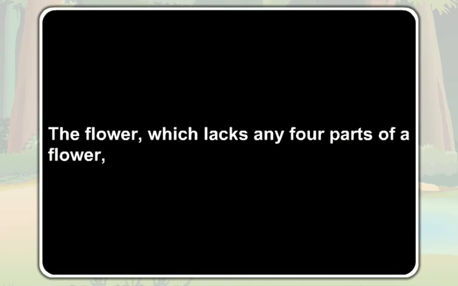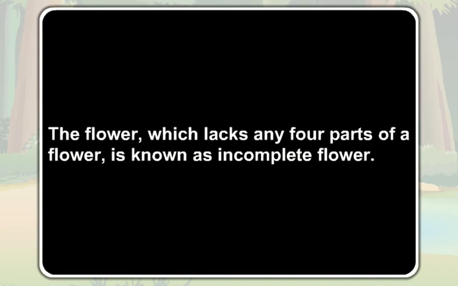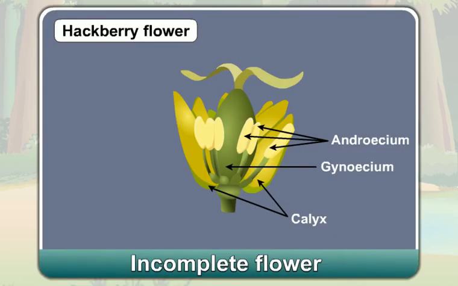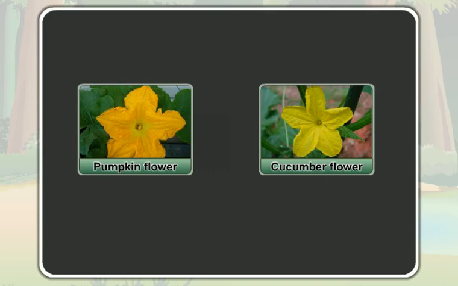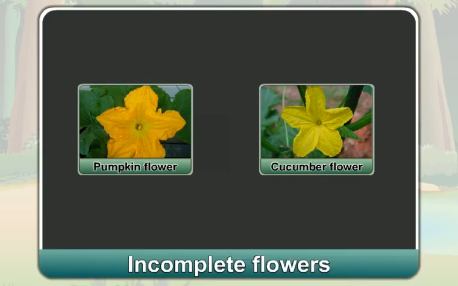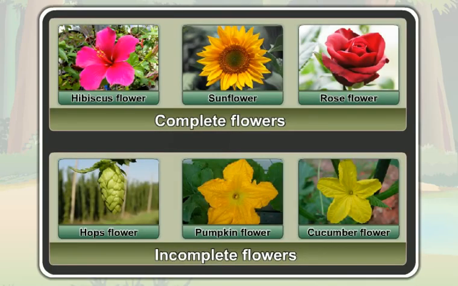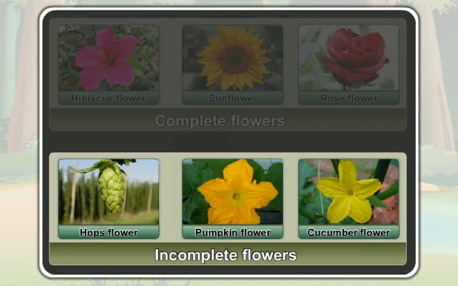The flower which lacks any of the four parts of a flower is known as incomplete flower. So, a hackberry flower is an incomplete flower. A pumpkin flower and a cucumber flower are also incomplete flowers. So, some of the flowers are complete flowers, while others are incomplete.